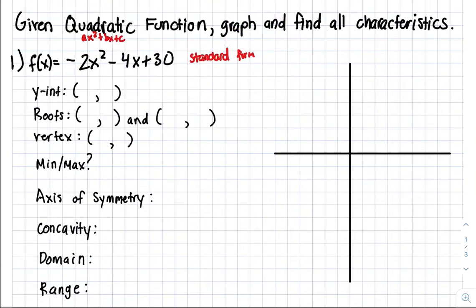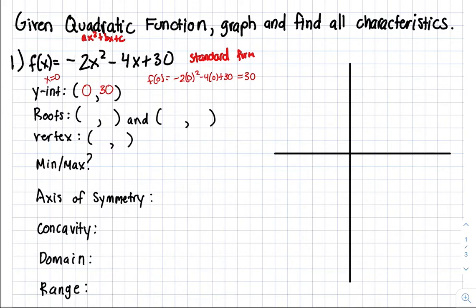Okay, so let's start with the y-intercept. You guys know for the y-intercept, that's when x is equal to 0. So we're going to substitute 0 in for x, and then you guys solve. Okay, and when you simplify that, that's simply just going to be 30. So remember, x was equal to 0, and we just found the y-coordinate to be 30.